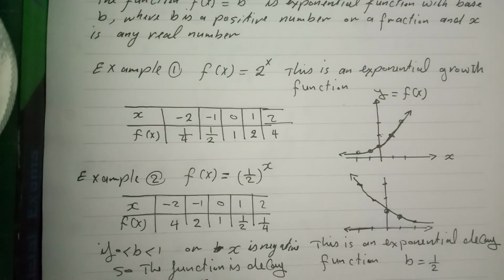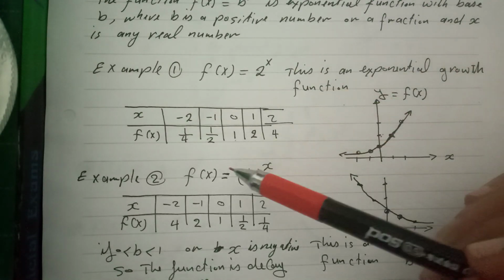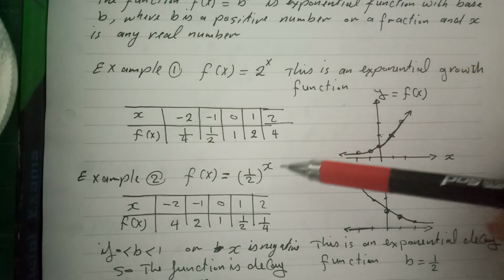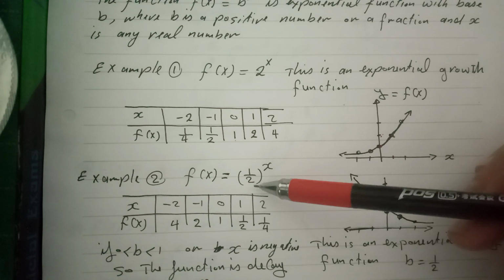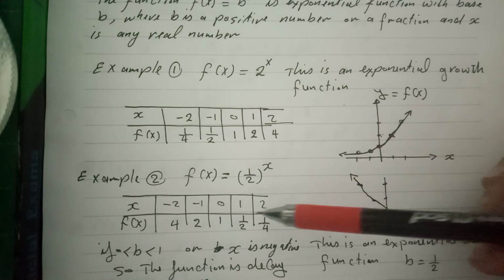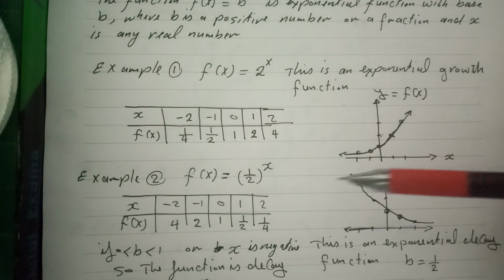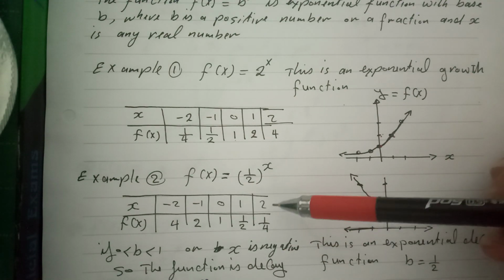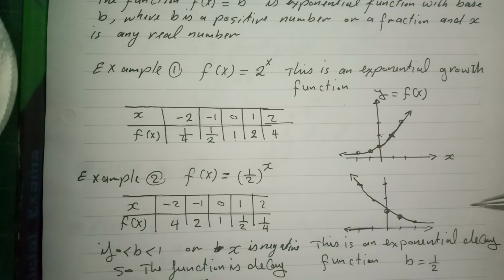In example 2, this is an example of the exponential decay function, when the base is a fraction between 0 and 1, like half, 1/3, and so on. If we also make a table of values and give x some values and get the corresponding values of y, the difference is when x increases, the y decreases. So we call it an exponential decay function.